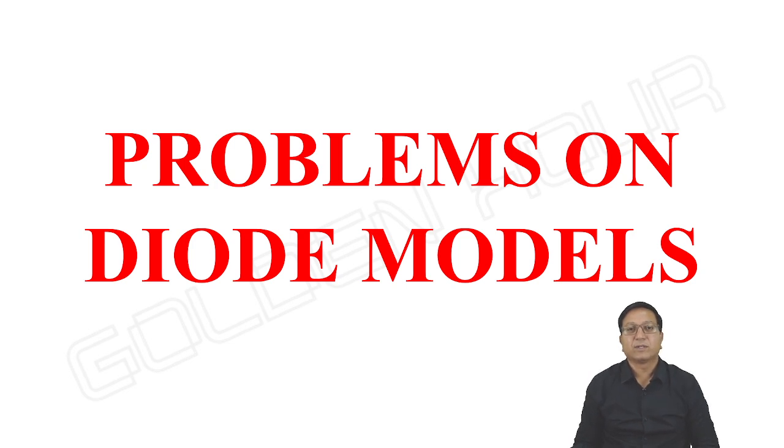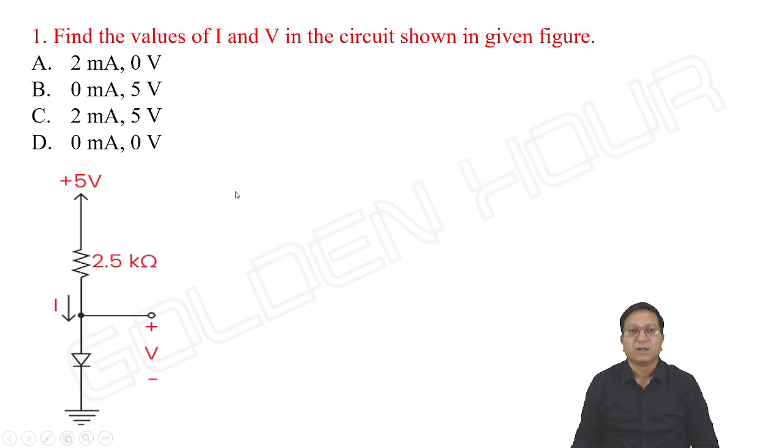Let us have a look at some problems on diode models, in which I would like to start with the very first case as ideal diode. See the first question. Find the values of I and V in the circuit shown in given figure. Some circuit is given and in which they are asking us to find the current and voltage. Okay, how do we do this?